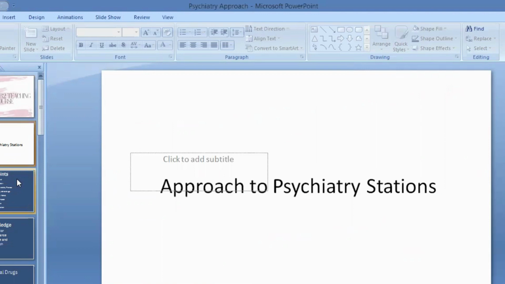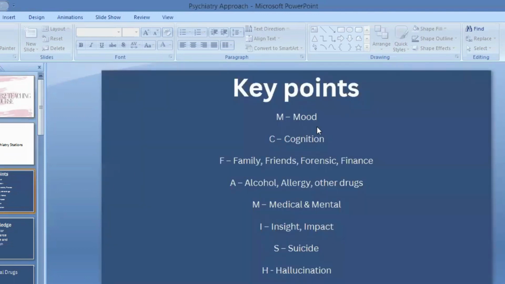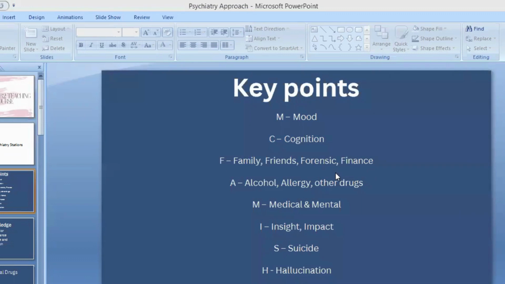So our topic for today, as mentioned earlier, is approach to psychiatry stations. Psychiatry stations, as all the stations in PLAB 2 go, follow the same format. First of all, we introduce ourselves, then we start with the presenting complaint, and then we start exploring the presenting complaint further. The only difference should be in our general temperament and the way that we are approaching the patient.